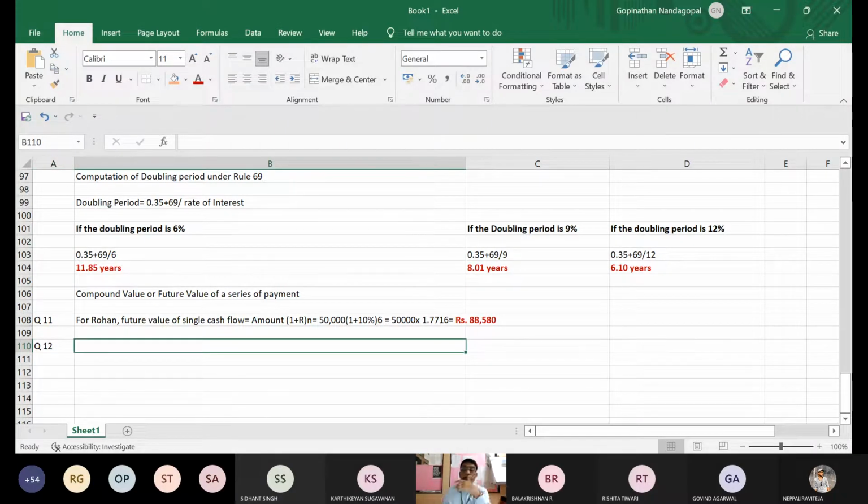I'll read quickly. Balakrishnan enters into an agreement to deposit 25,000 per annum for 4 years to a financier who will allow 8% interest per annum and repay the amount at the end of the 4 years. What amount will Balakrishnan receive at maturity?